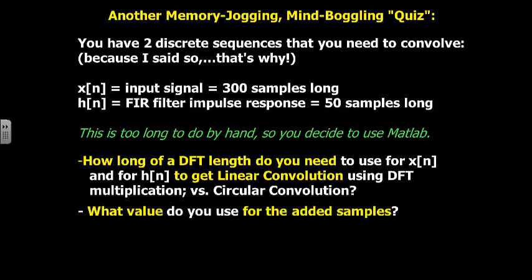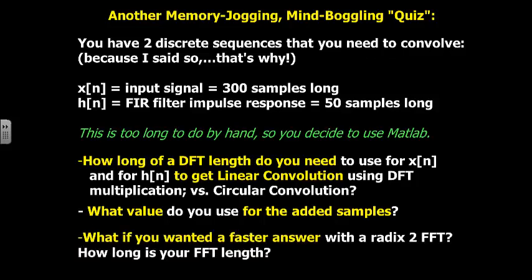So we have to add enough samples. We have to add 49 or 50 samples to x of n, and 299 or 300 samples to h of n, so that they're both now 349 or 350 samples long. And what are those extra values we're going to pop in there? What value should we put into those? Zeros. We call that zero padding.